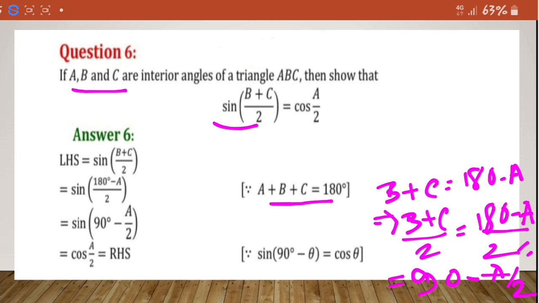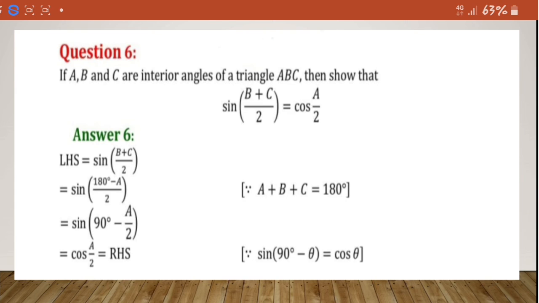Okay, so if you start with the LHS, given as sin((B plus C)/2), in (B plus C)/2, by using this second line, you can write sin((180 minus A)/2). Okay, that is sin(90 minus A/2). Now you know that sine is the complementary of cos, right? So sin(90 minus A/2) will be cos(A/2). Okay, in this way you have to solve question number 6. It is also very simple.